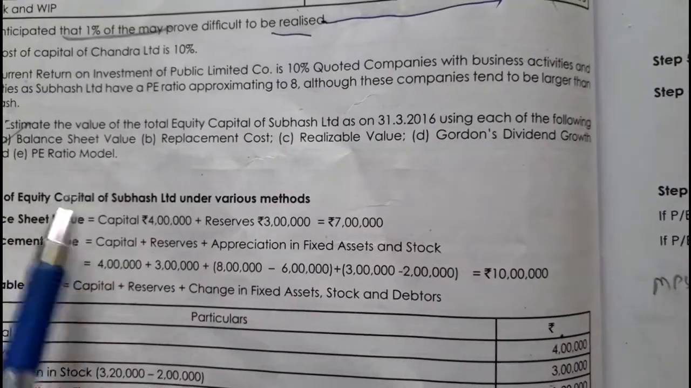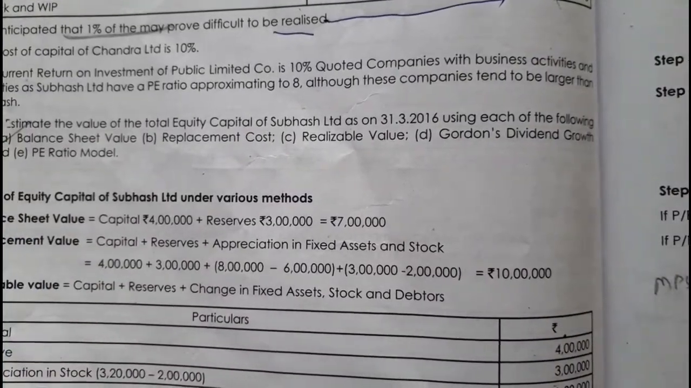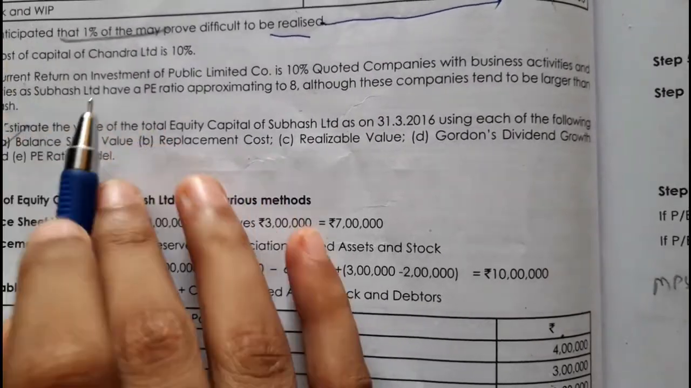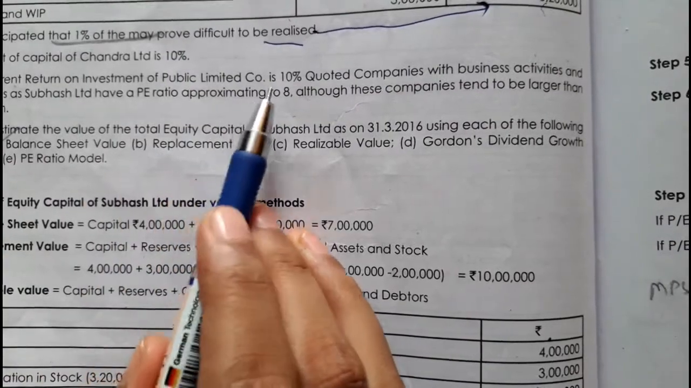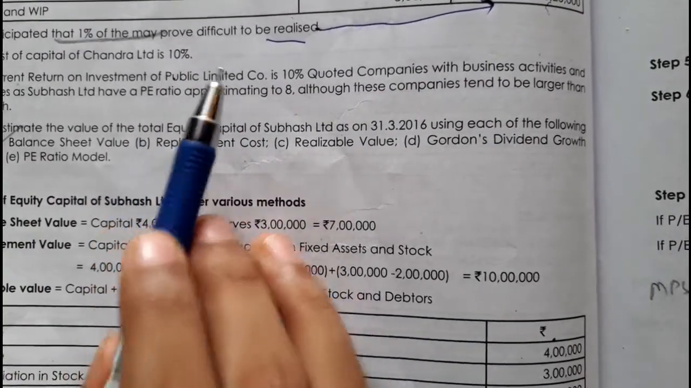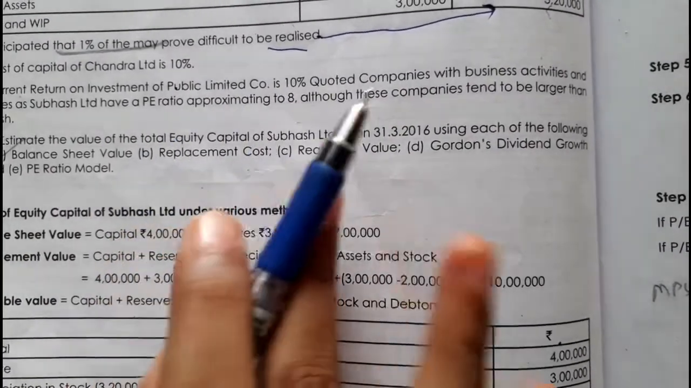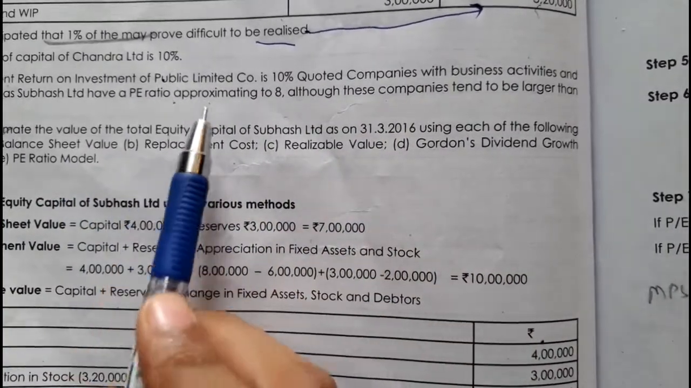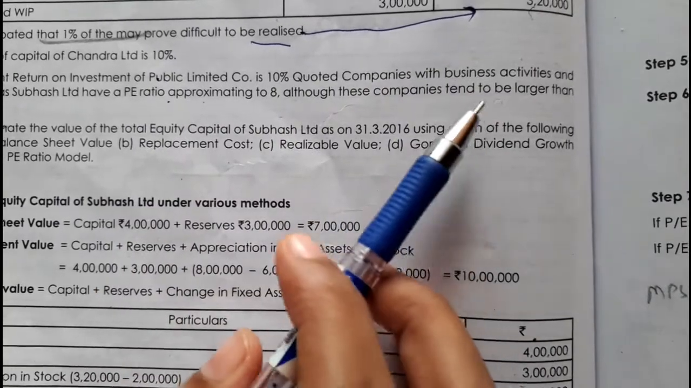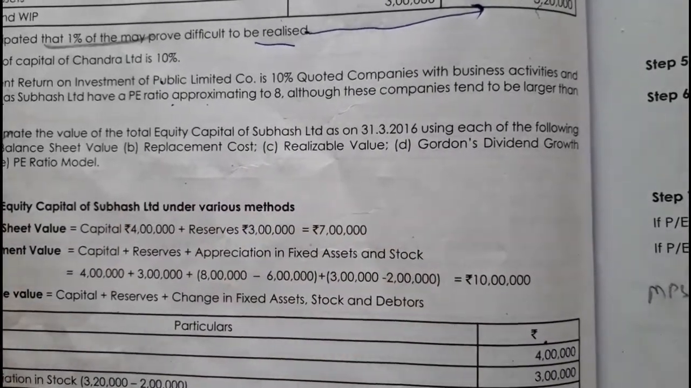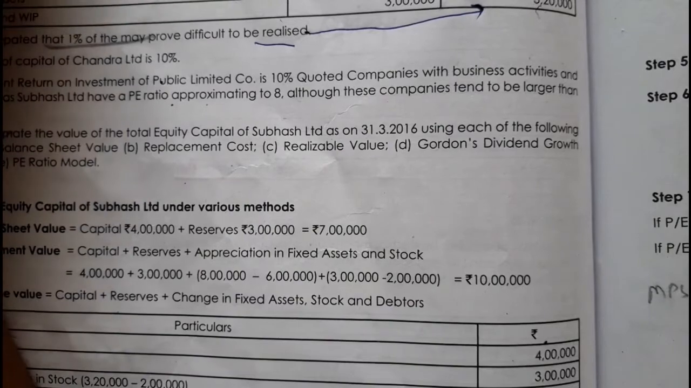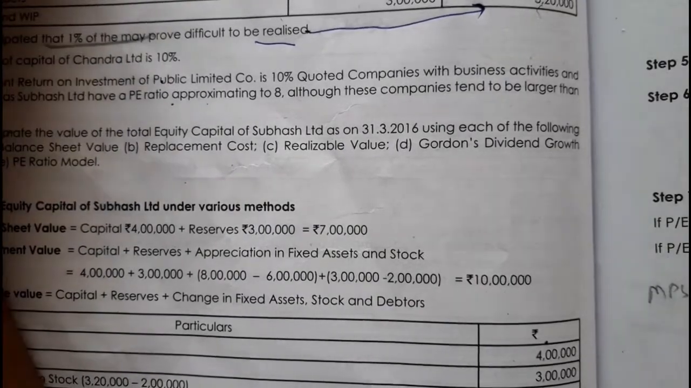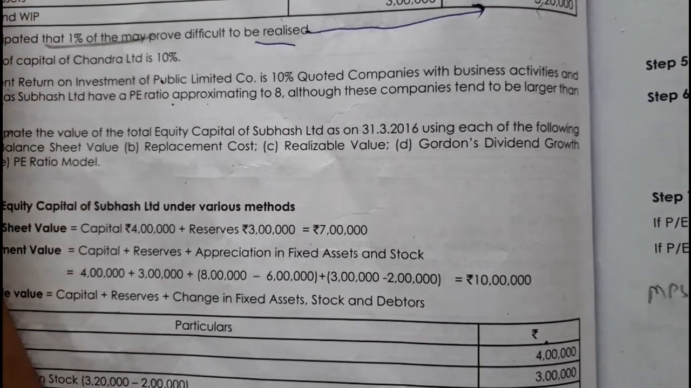And what else? In the last point, they have told us to find the PE ratio model. For that they have given this adjustment. The current return on investment of the public limited company is 10%, and for Subhash Limited, the P/E ratio is 8. This public company is going to take over the Subhash company, and they are saying that the public company has a P/E ratio of 8, while the Subhash company is a very small company compared to this.